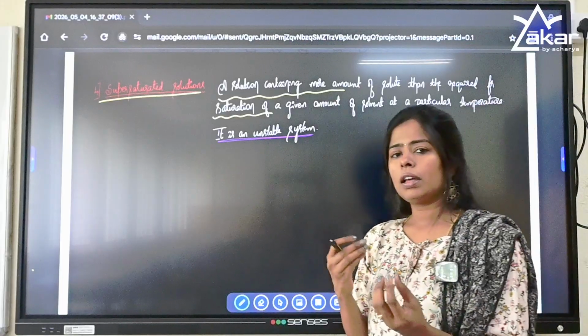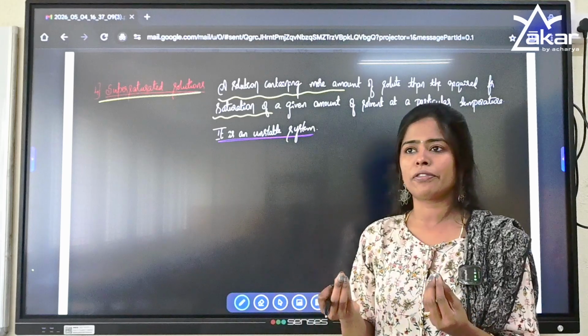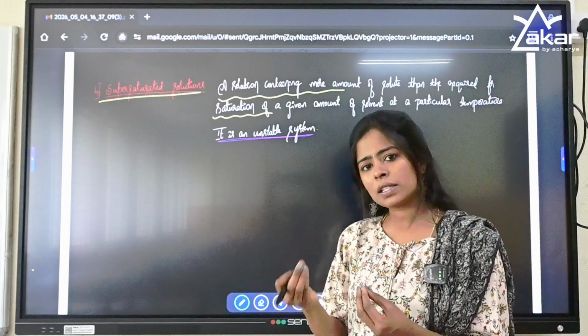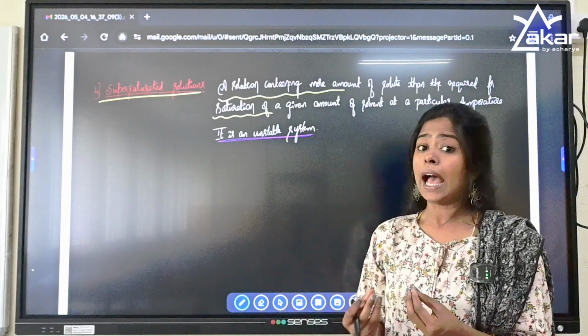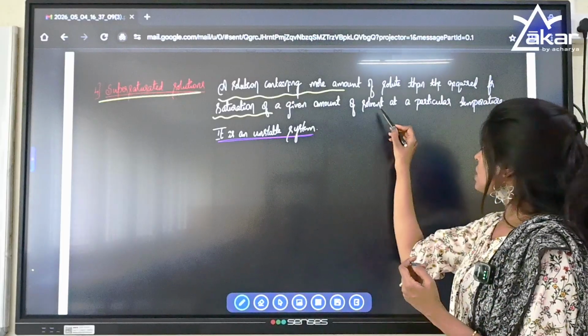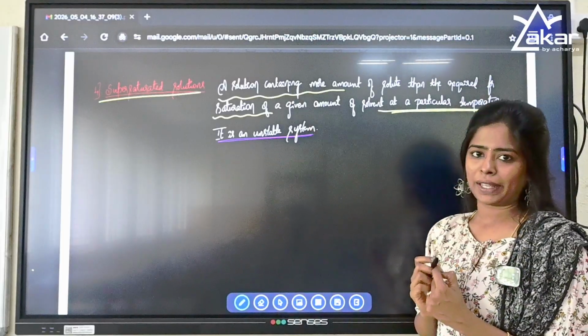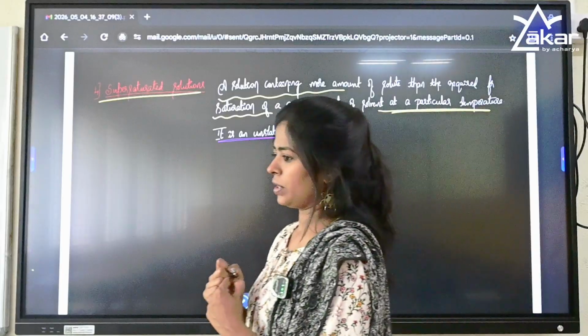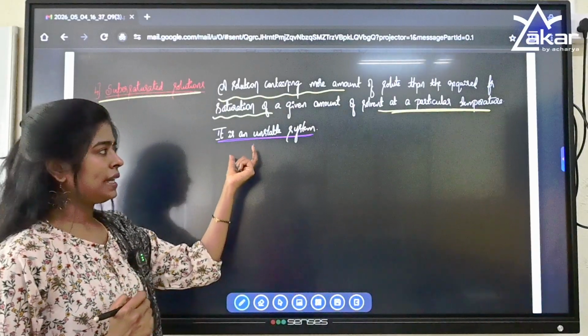For example, sometimes we prepare different types of sweets. To prepare sweets, we use sugar syrup, highly concentrated sugar syrup. So in order to maintain that, we need to maintain a particular temperature, and this stage is highly unstable.